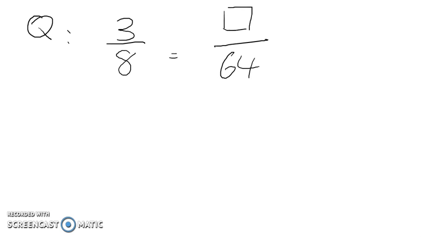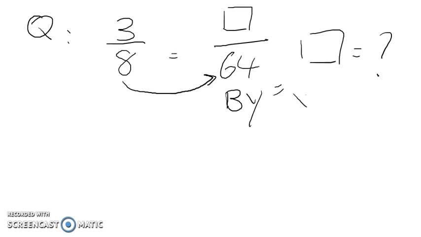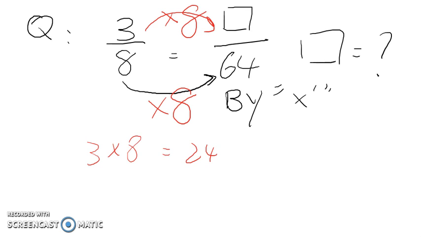How do I make it into an actual question? There you go. What does the box equal to? Now, simple question. How do we go from 8 to 24? By multiplication. In order to go from 8 to 24, we would multiply by 8. Hence, this part would be times 8 as well. So 3 times 8 equals 24, so the box would equal 24.